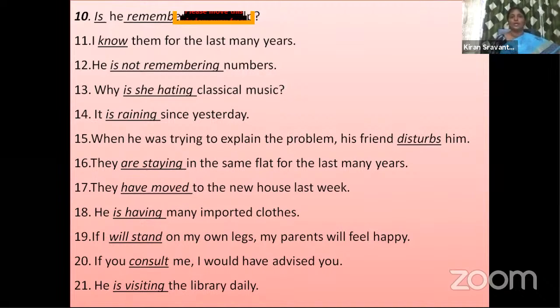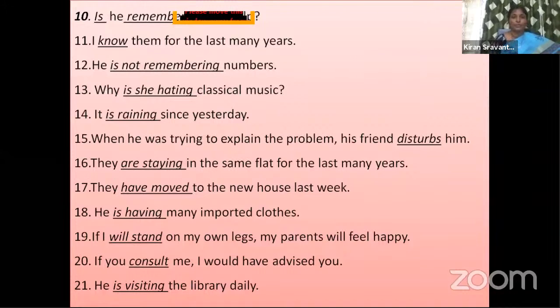Then, I know them for the last many years. Perfect tense: so, I have known them for the last many years. Then, he is not remembering numbers. Again, remember should not be used in continuous form. He doesn't remember numbers. Then, why is she hating classical music? The verb hate also should not be used in continuous form. So, why does she hate classical music? To frame an interrogative sentence, we use do or does. She is a singular subject, so does: why does she hate classical music?